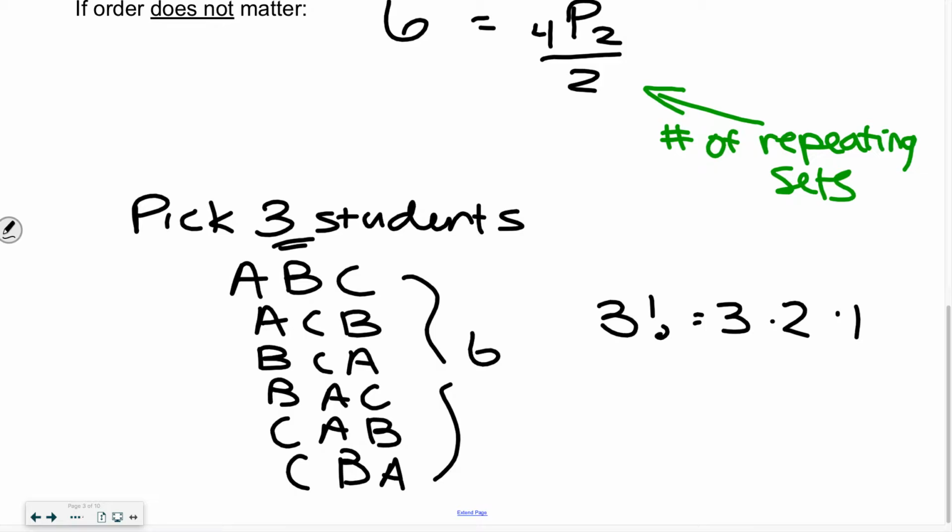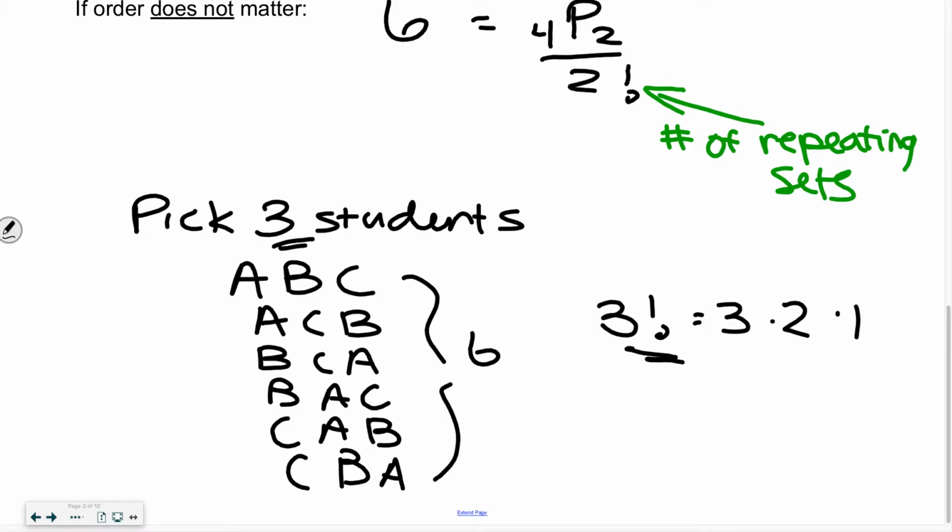Well, when I pick 2, there are 2 repeating sets. When I pick 3, there are 6 repeating sets. 24. Where are you getting 24 from? Okay, it's coming from the factorial. Up here, when we're doing the 2, that's really 2 factorial, which is 2.